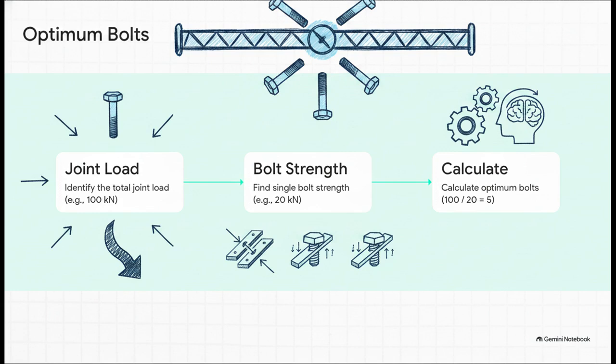Step 3, just do the math. 100 divided by 20 equals exactly 5 bolts. No guessing, no wasted money, just pure, economical, optimum engineering.